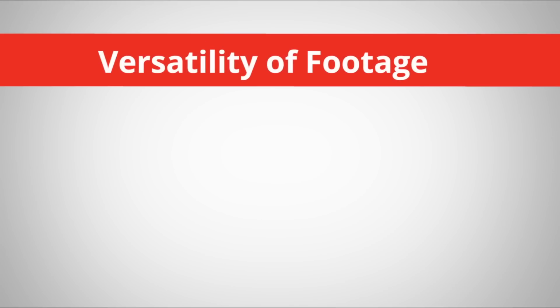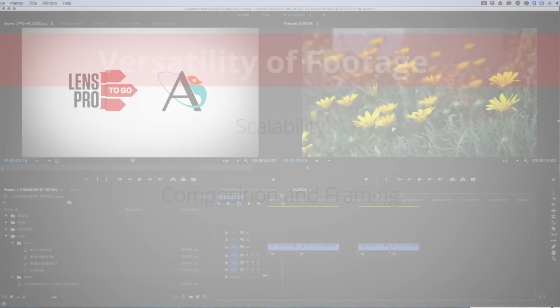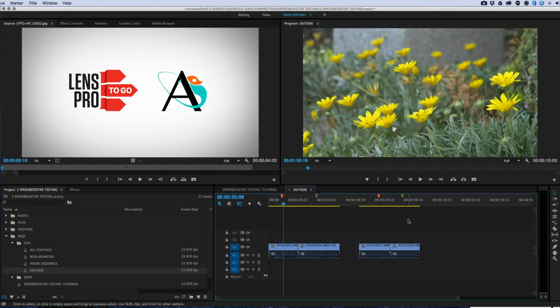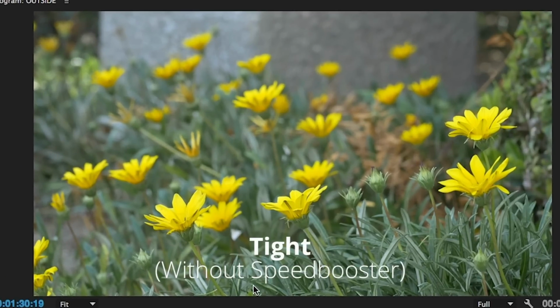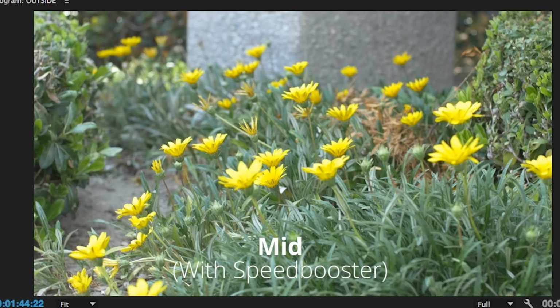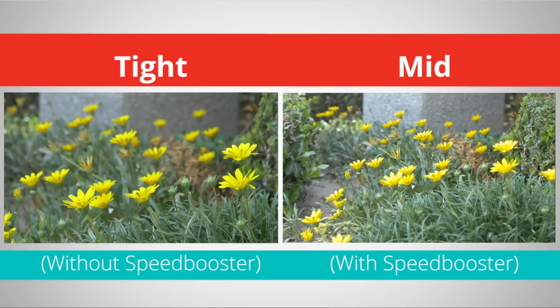Now let's take a look at a different set of shots and compare their scalability and the versatility in their composition and framing. Here we've got an exterior shot of some flowers outside of our office. Let's call this version, shot without the Speed Booster, a tight, and this one, shot with the Speed Booster, a mid. You can see that in the tight shot, we lose a lot of the flowers and details that are viewable along the edge of the frame in the mid.